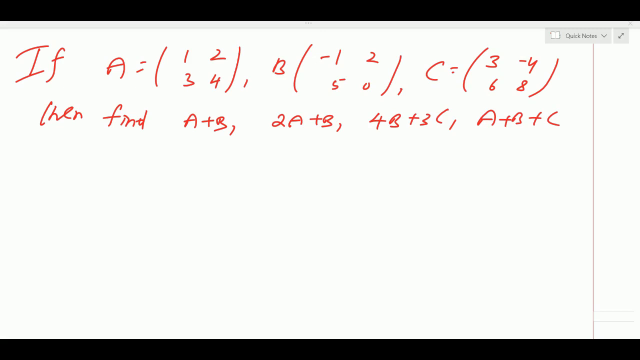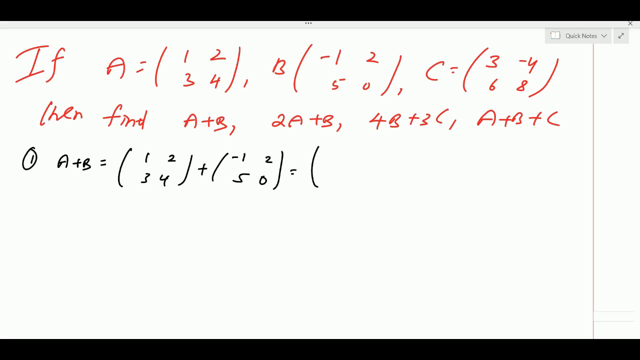This result we can call first A plus B. Okay, now the first result is A plus B. How can you find out A plus B? A is 1, 2, 3, 4. B is minus 1, 2, 5, 0. How can you obtain it? By adding corresponding elements: 1 plus minus 1, right? And the next element 2 plus 2, third element 3 plus 5, and the fourth element 4 plus 0. What is the resultant? 1 minus 1 is 0, plus 2 is 4, 3 plus 5 is 8, 4 plus 0 is 4. That's it. This is A plus B.